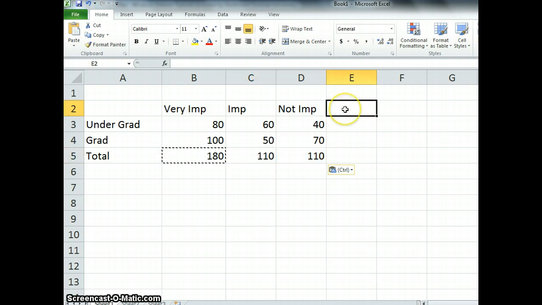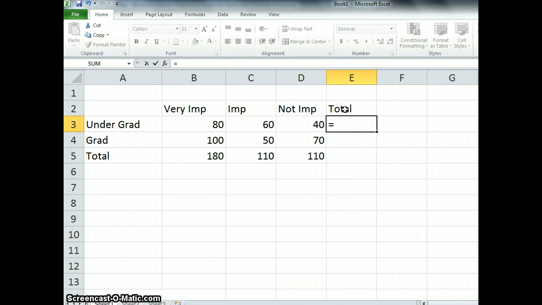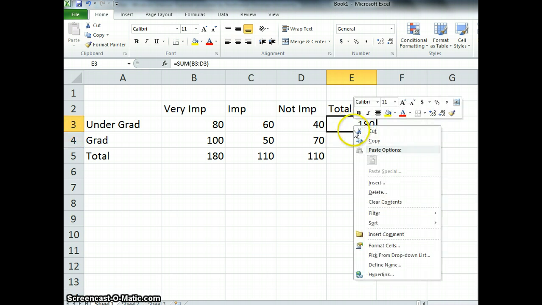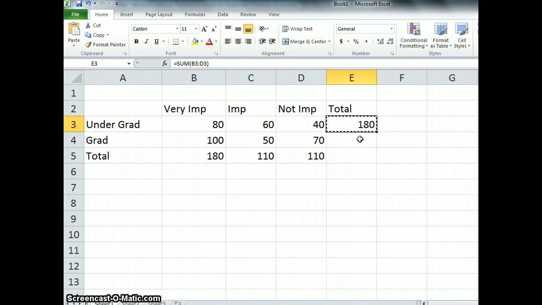Now we need to do row totals as well. So we just get the sum of this row of numbers here. From there, copy that formula and paste it here.